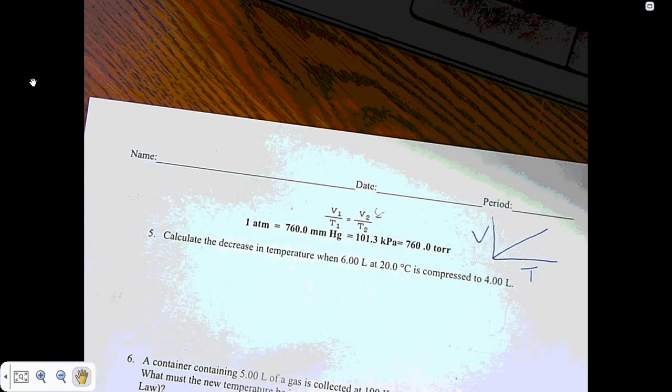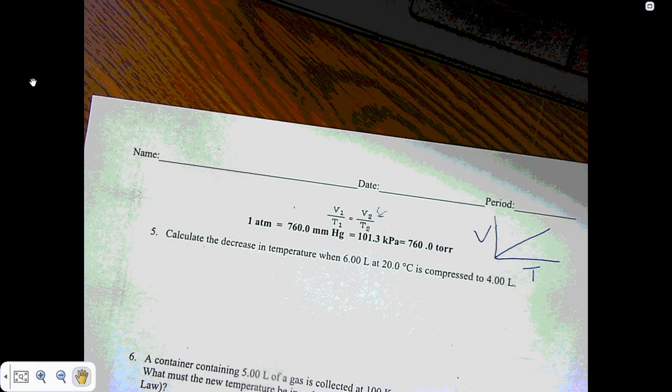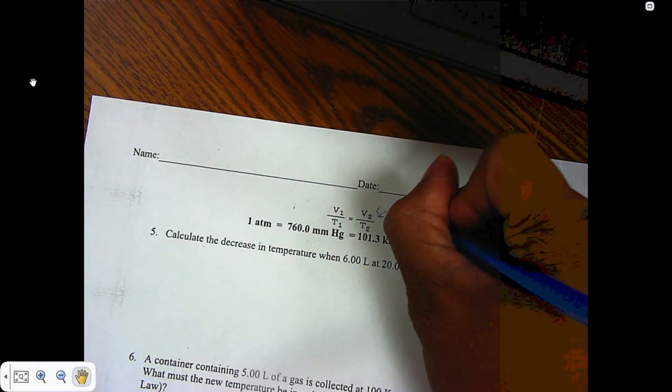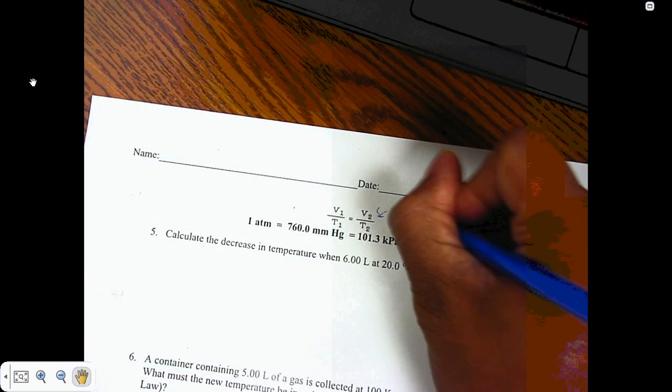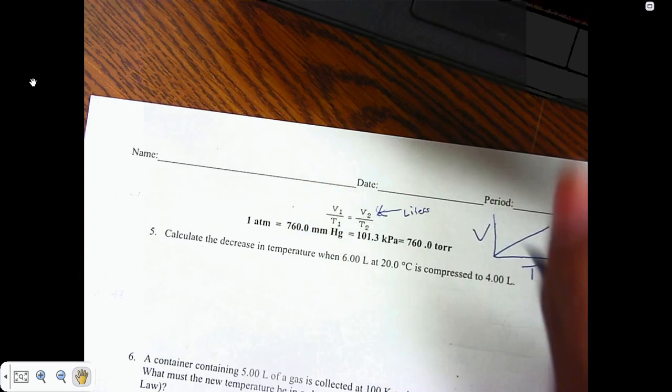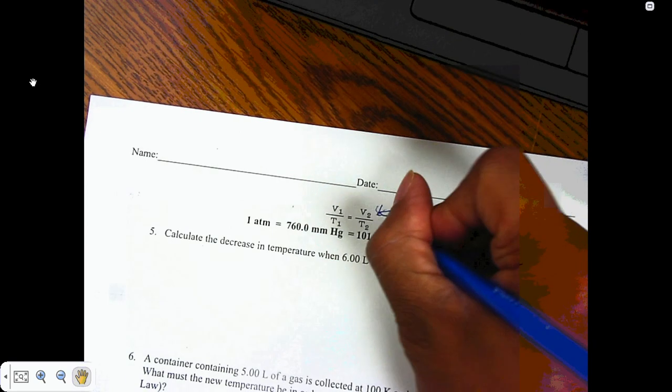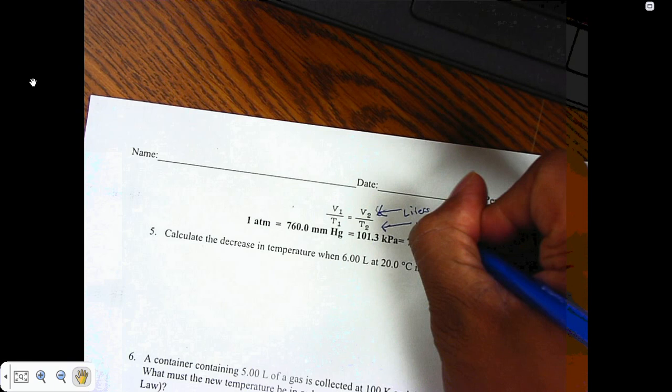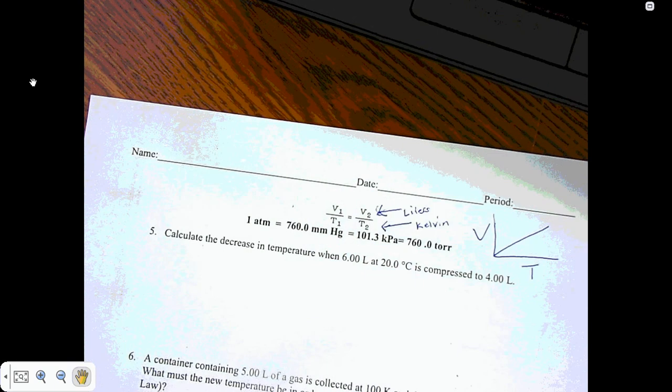And what's also important to note is that I usually use units of liters for my volume. And for temperature, you absolutely must use Kelvin temperature to get the correct answer.